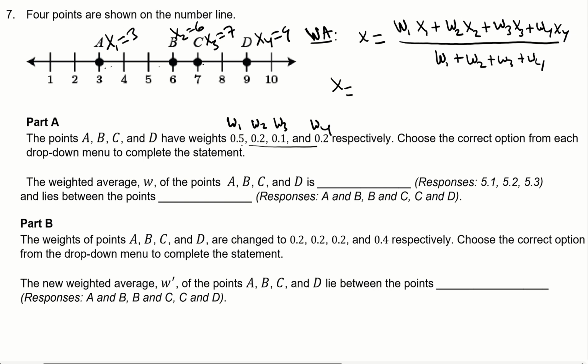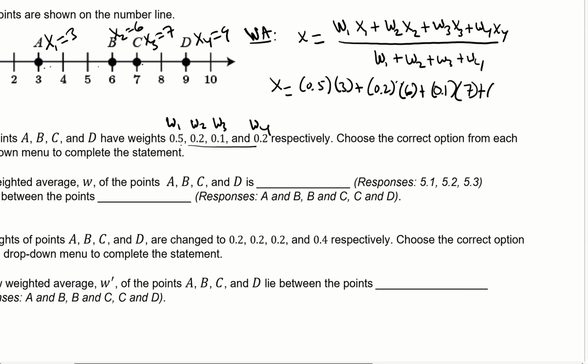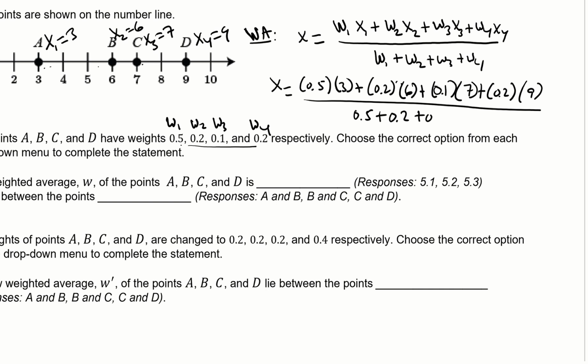So we got X equals 0.5 times X1, 3. W2 is 0.2 times X2, 6, plus W3 is 0.1 times X3, 7, plus W4 is 0.2 times X4, 9. Divide that by the sum of all the weights. If I add up these weights on the bottom, I get 0.4, 0.5. This is just equal to 1. Okay? So it doesn't really do anything.